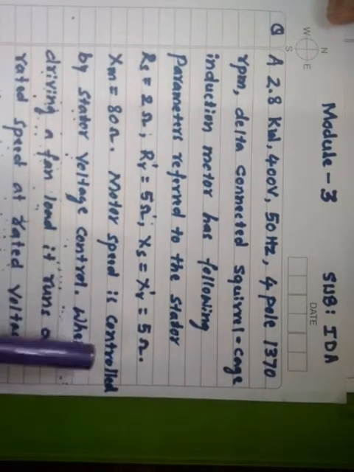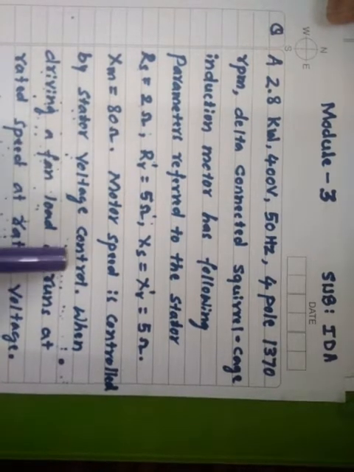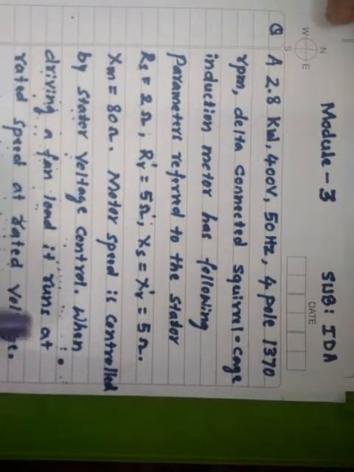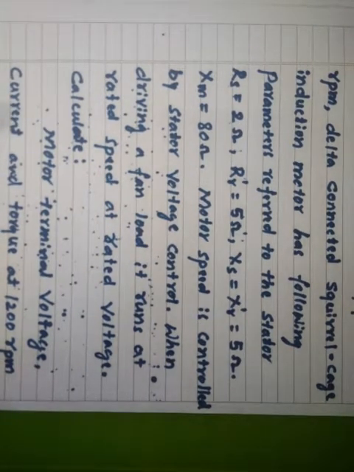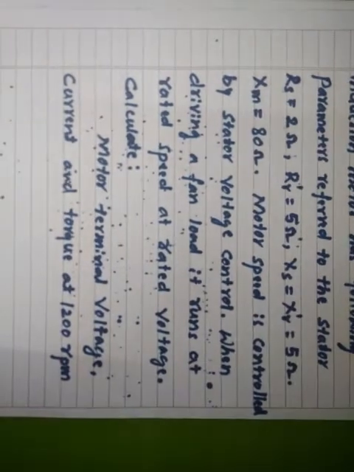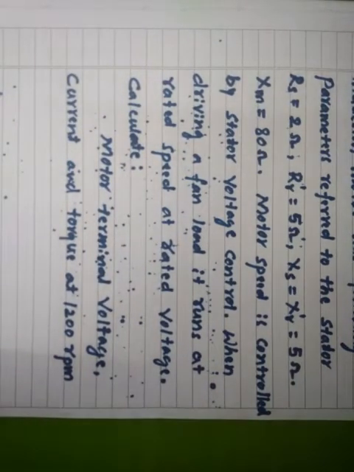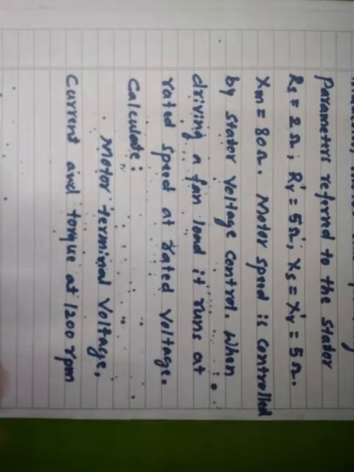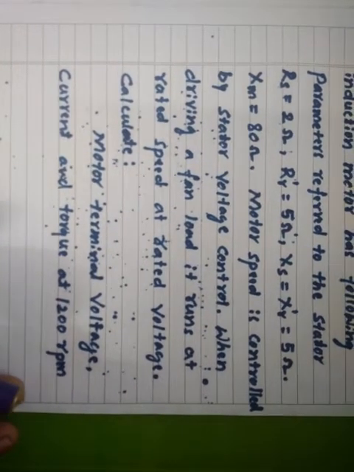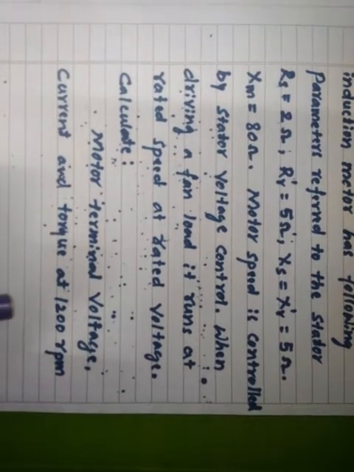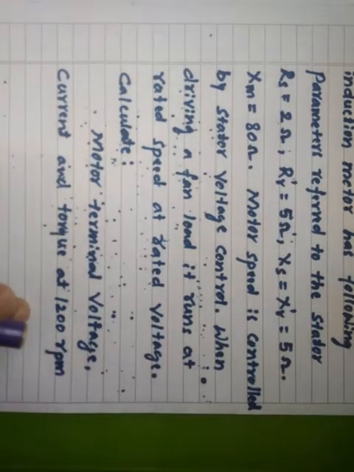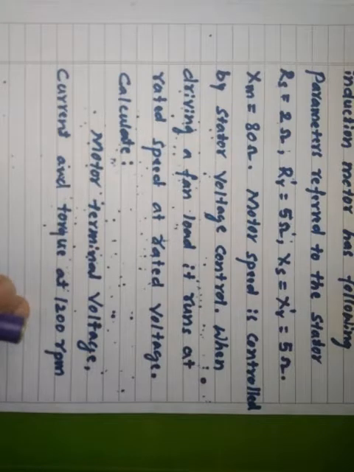Now the motor speed is controlled by stator voltage control. When driving the fan load, it runs at rated speed at rated voltage. It is asked to calculate motor terminal voltage, current and torque at 1200 rpm. It means the motor is running with rated voltage, and the speed is reduced to 1200 rpm. So now it is asked to calculate the terminal voltage, current and torque at 1200 rpm.